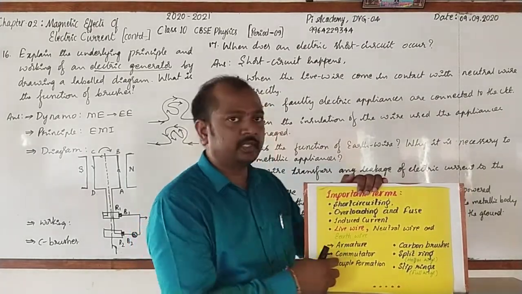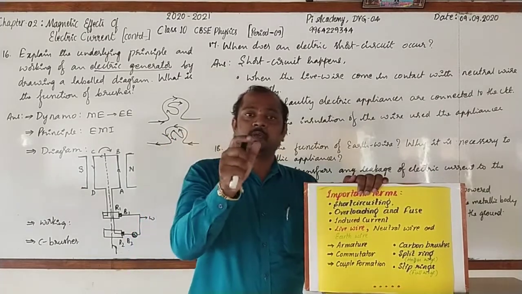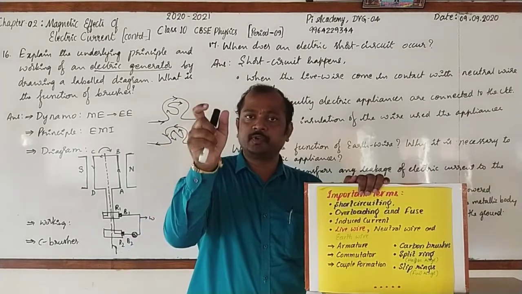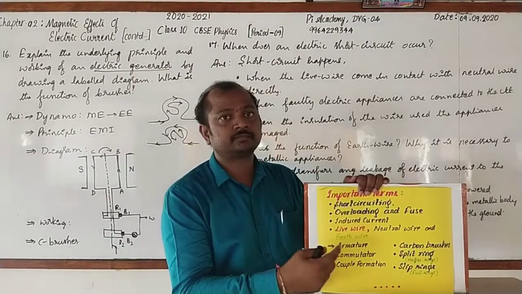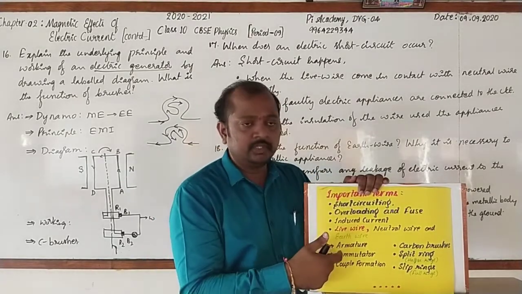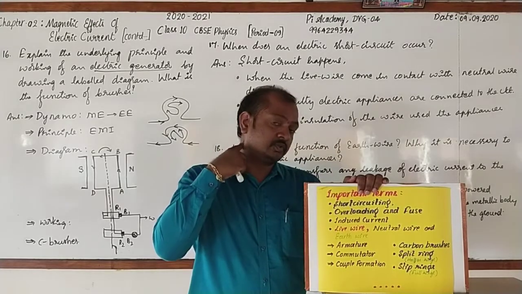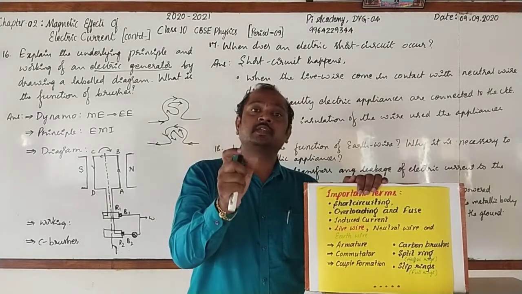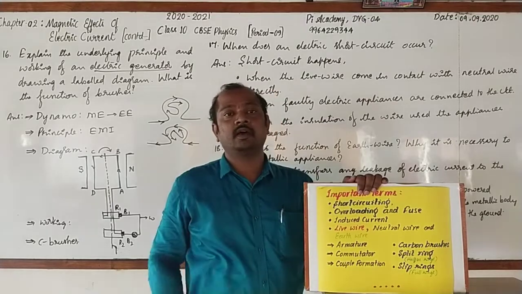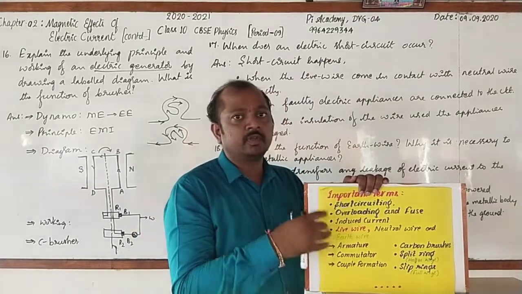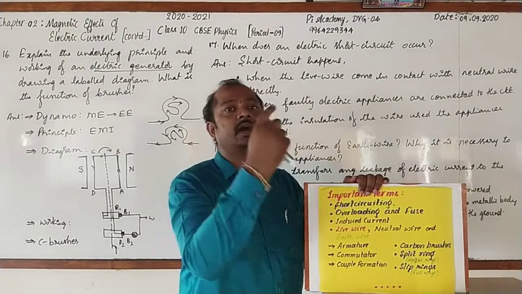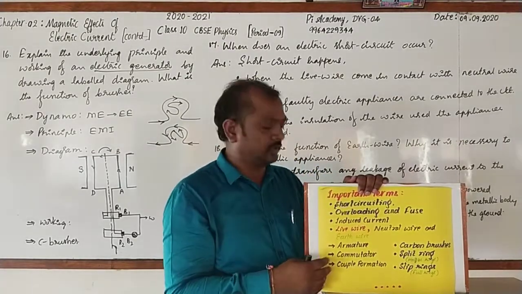Then commutator, if the free ends of the armature are connected to split rings, then this is called the commutator. So this reverses the direction of the current in the armature. Followed? And this is also responsible for making the armature rotate continuously.